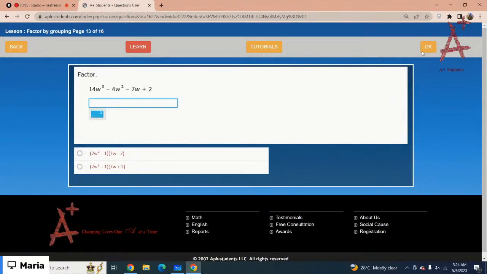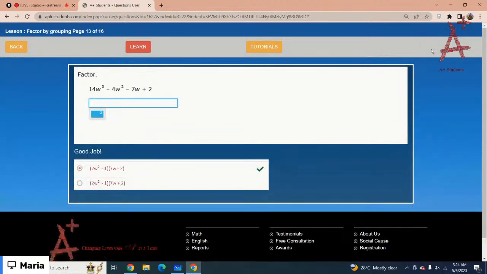Okay, the next one is 14w cube minus 4w square minus 7w plus 2. So which is the correct option? That is option number 1, 2w square minus 1 and 7w minus 2.